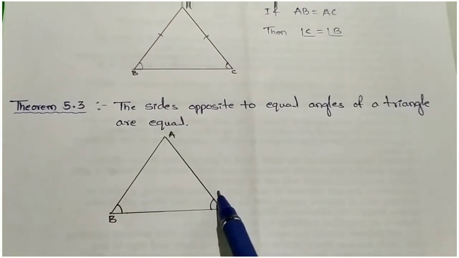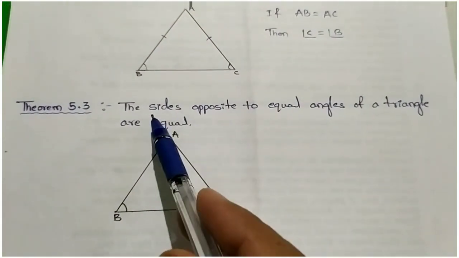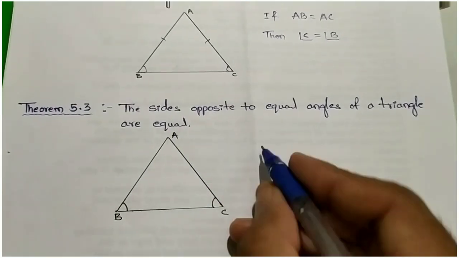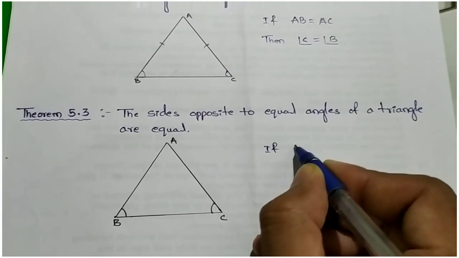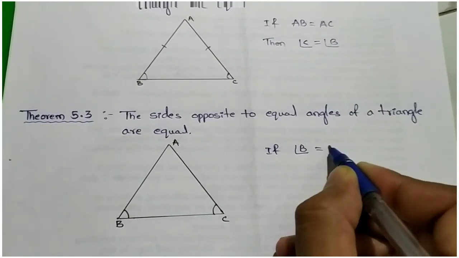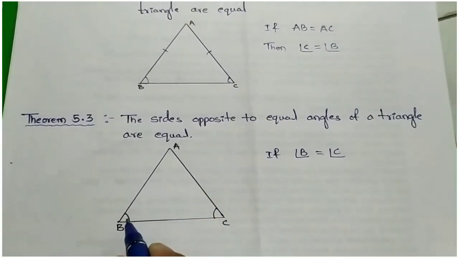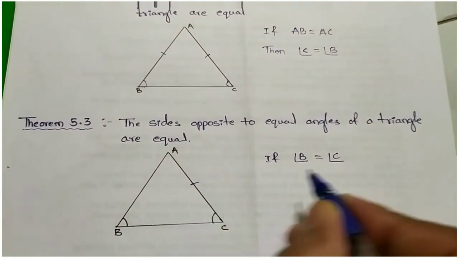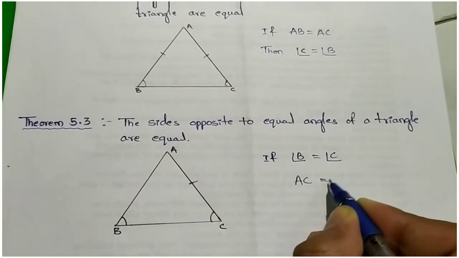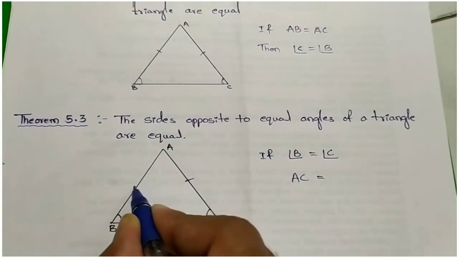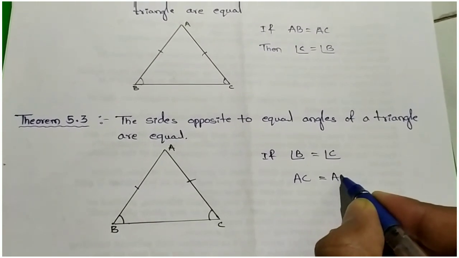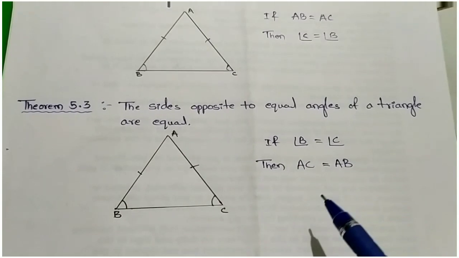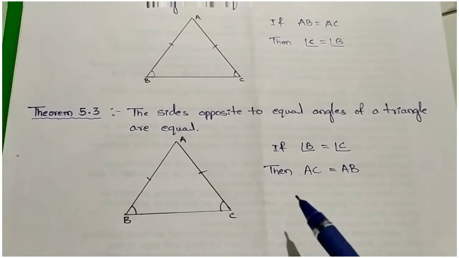Similarly, the second theorem is the converse of the first theorem: the sides opposite to equal angles of a triangle are equal. Here the given is angle B equal to angle C. Opposite sides: for B the opposite side is AC, and for C the opposite side is AB, so AC equal to AB. Like this you have to write in your fair book, then it will be easy to understand.